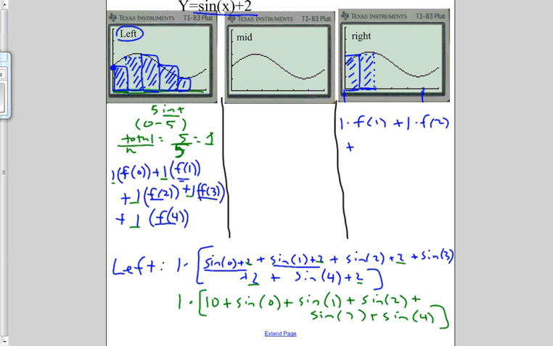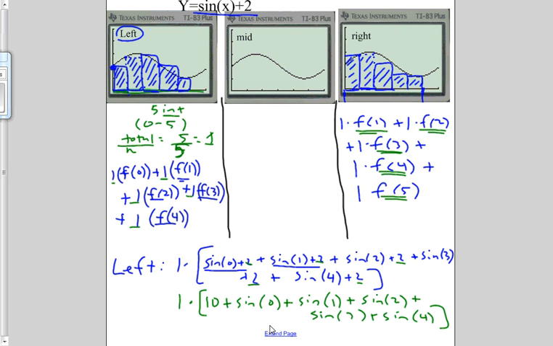Plus, now from 2 to 3, I'm using my right bound, 1, my width, times my height, f of 3, plus I've got a width of 1 times f of 4, and then my last rectangle has, again, a width of 1 and a height of f of 5. So notice for these heights, I'm choosing my right bounded value.